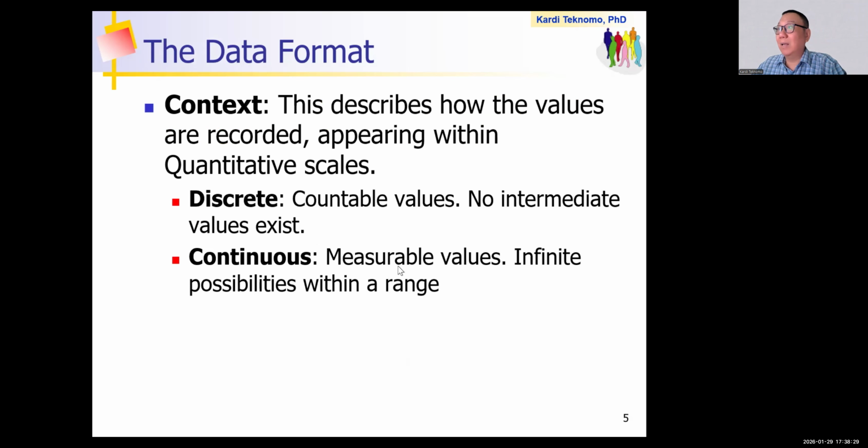While continuous means measurable value, that means real numbers. There are infinite possibilities within a certain range. So the data format you need to distinguish from the measurement scale. Don't confuse it with the four scales. Discrete data jump from 1 to 2, while continuous data flow from 1.1, 1.11, 1.111, and so on. Usually ratio and interval data are continuous, while the count, which is ratio, is discrete.